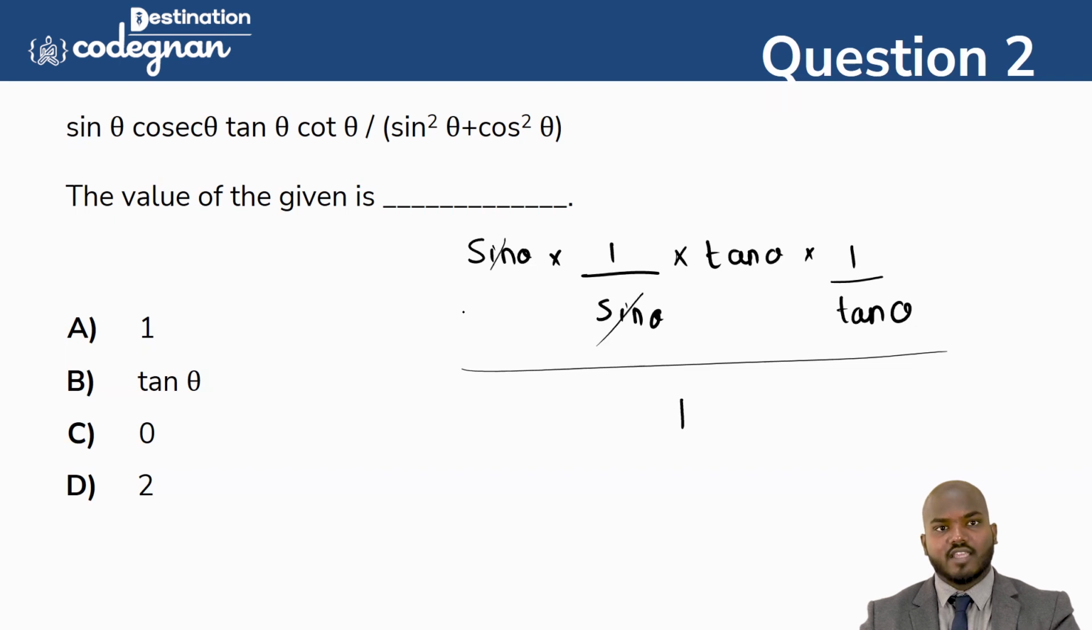If sine theta gets cancelled, and tan theta gets cancelled, if I cancel this, I will get the value of only 1 as the answer. So probably option A is the correct answer here.